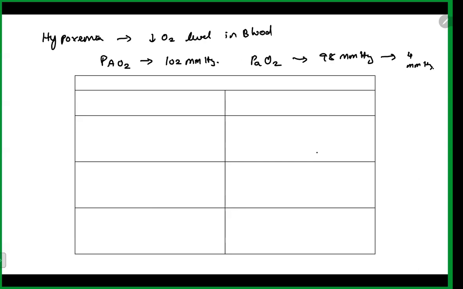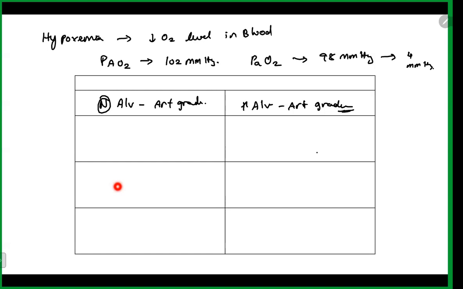So if there is a normal alveolar arterial gradient, there is no problem at all. Whenever there is a normal alveolar arterial gradient, a few conditions can occur. In some conditions there can be an increased alveolar arterial gradient. So I will tell you about the normal alveolar arterial gradient. Here, if you look at the alveolar and arterial values, they are almost equal.